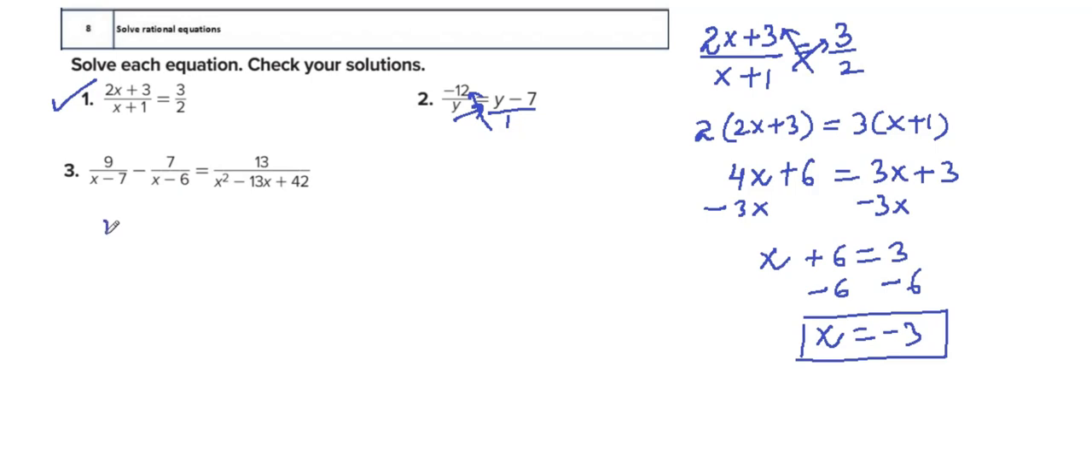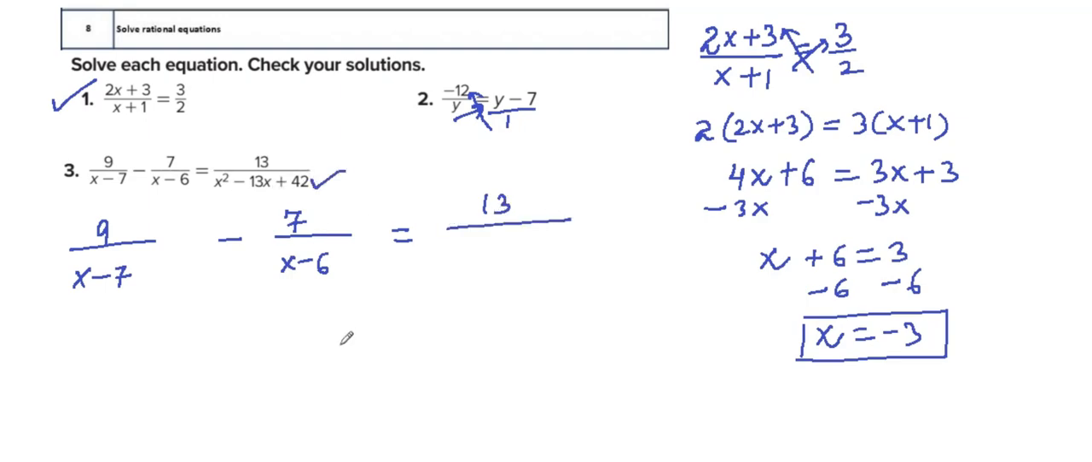So here (9x - 7)/(x - 6) = 13. This you can factorize, the quadratic polynomial. So this is coming -7 and -6 when you factorize it. So this will be, now we have to make the denominator the same.